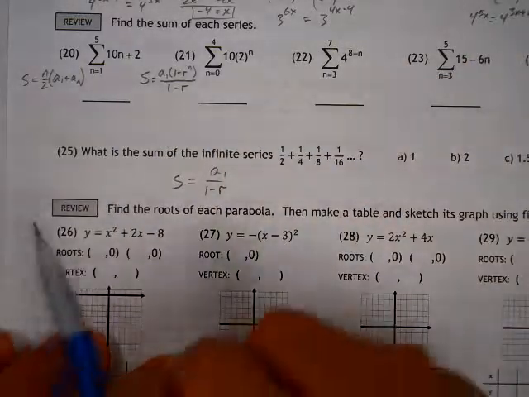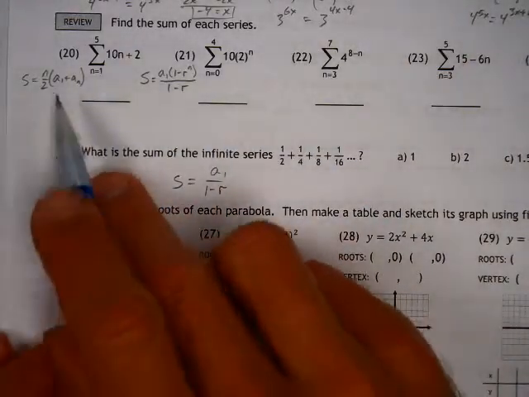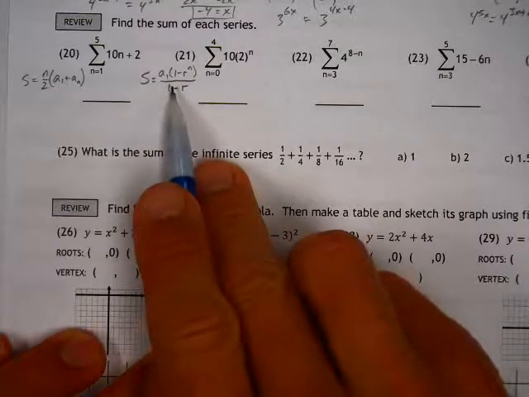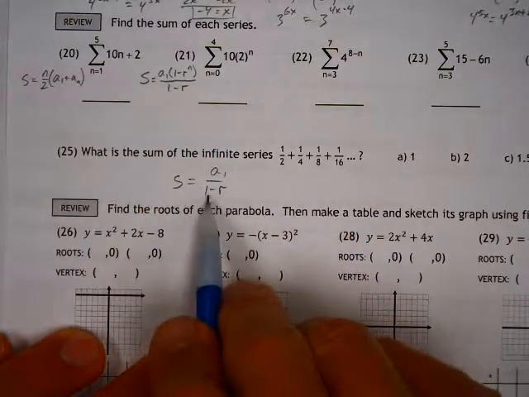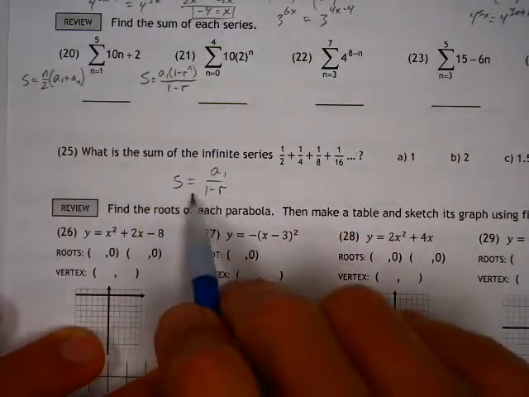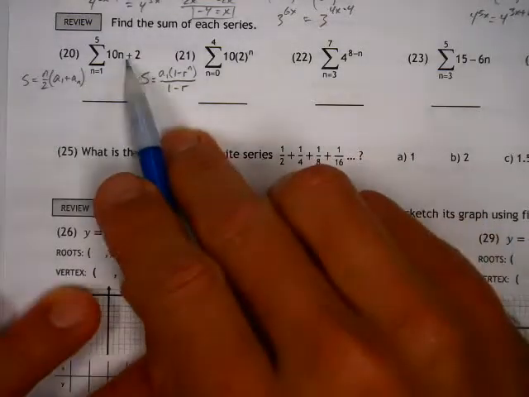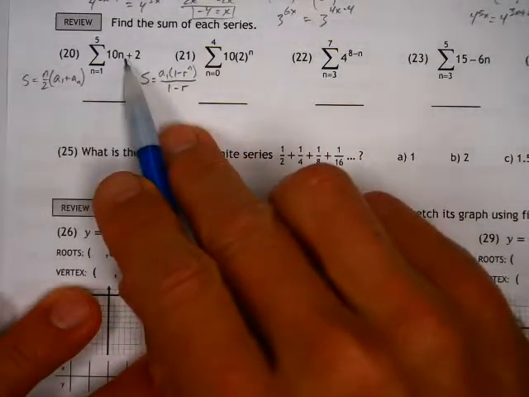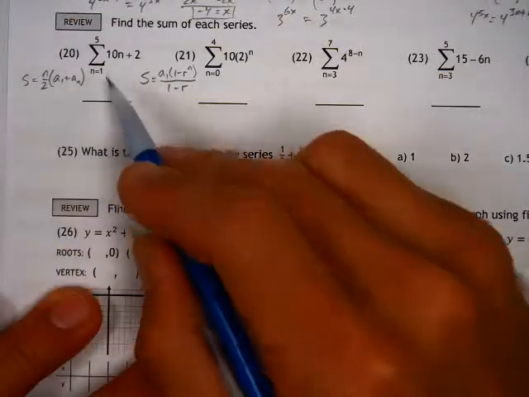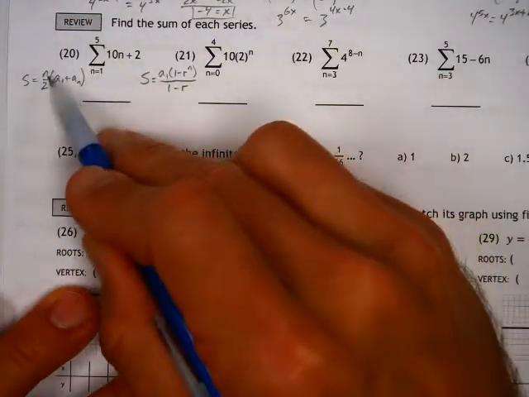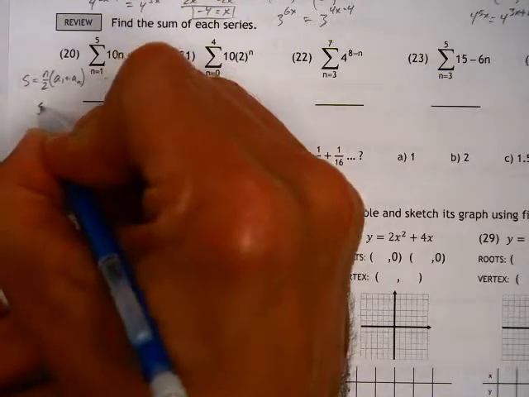Well, this section goes back to the sum of a finite arithmetic, a finite geometric, and an infinite geometric series from recent concepts. So you just need to be able to recognize what type. This is arithmetic because it's a linear equation, and so we have all the information we need here. It goes from 1 to 5, so that means n is equal to 5.